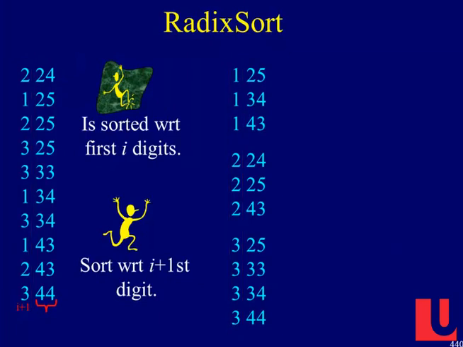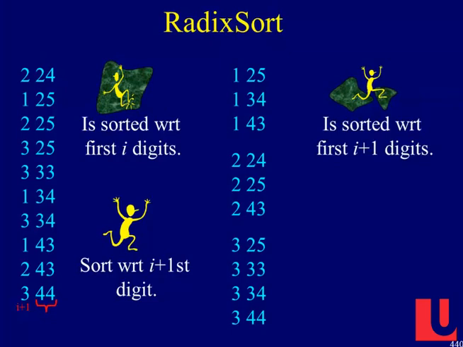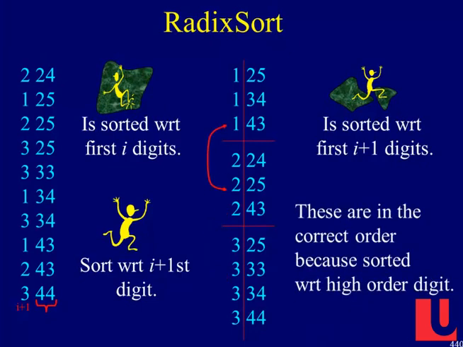Right? So, in order to prove that these are sorted with respect to the first i plus 1 digits, here I'm breaking it up into blocks based on the third digit. In order to prove they're sorted, it's sufficient to look at any 2 cards and prove that those cards are in the right order. If I look at any 2 cards and show they're in the right order, then they're sorted.